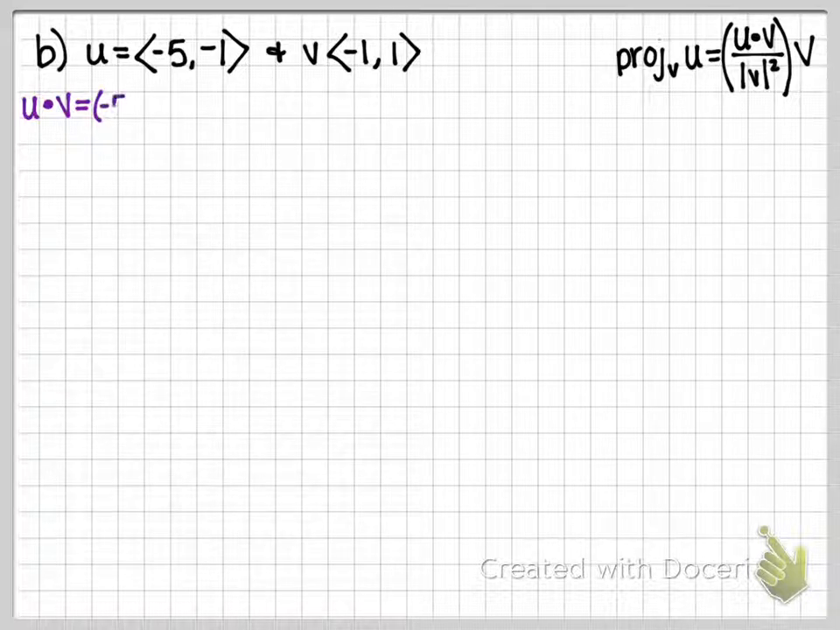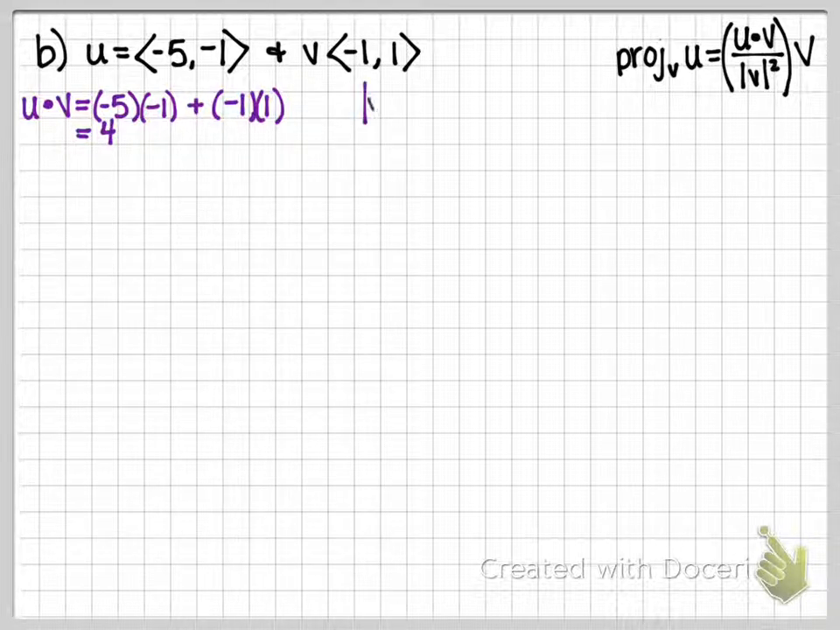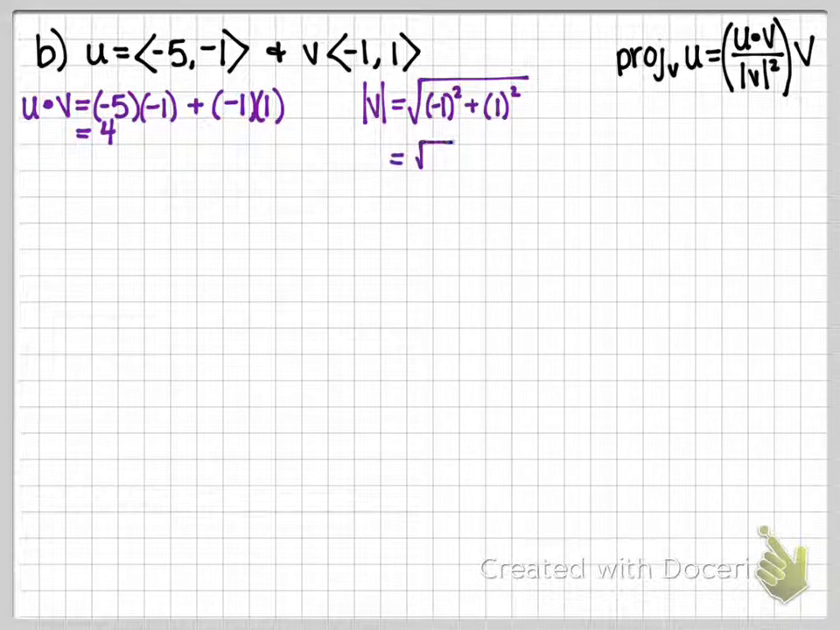So to find the dot product, I'm going to have -5 times -1 plus -1 times 1. So that makes +5 plus -1 gives me 4 for my dot product. Then we'll go ahead and find that magnitude of v. So I'm going to take -1 and square it, plus the other one and square it, and square root that. So I'll end up with the square root of 2 after I simplify that.